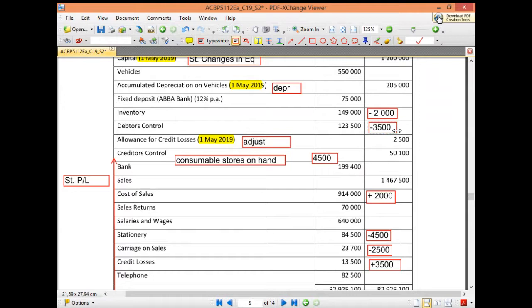Okay, now for your scenario, you basically only have to deal with this bottom part to do your statement of changes in equity, statement of profit and loss. You do not have to deal with the assets and liability sides. This is just to show you both sides so that you understand how the entry works.